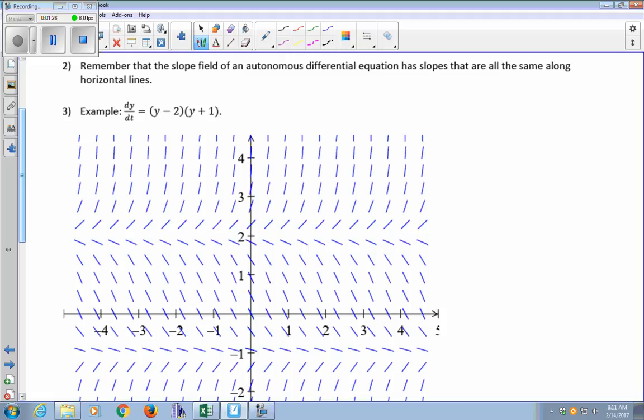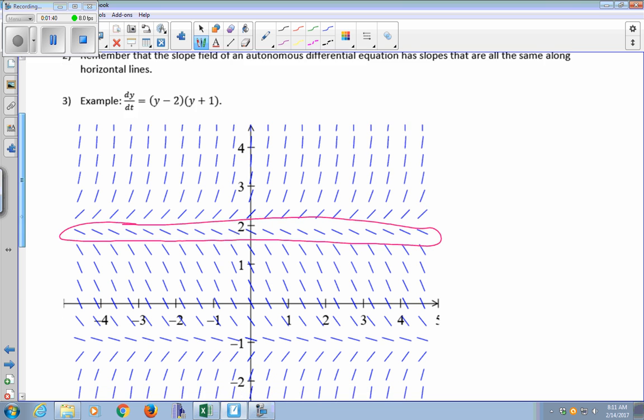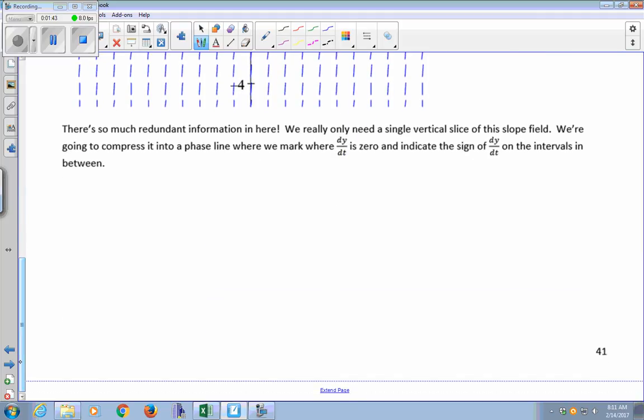If you look along a horizontal for a given y value, all the slopes look exactly the same as you look left to right. So there's a lot of redundant information in this picture. You just keep drawing the same thing over and over again. So we can collapse all of this information into a single vertical slice of the slope field. We compress it into a phase line. We mark where dy/dt is 0, and then we just put the sign of dy/dt on the intervals in between, whether the slopes are positive or negative.